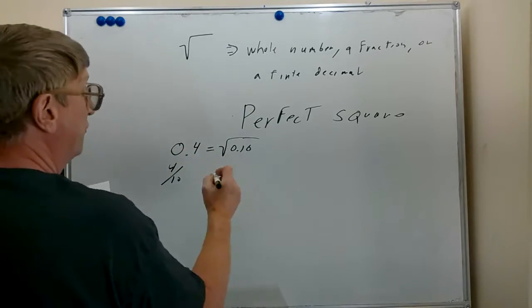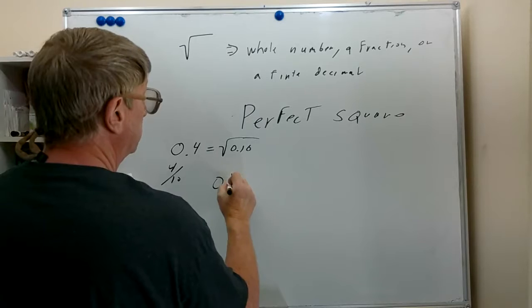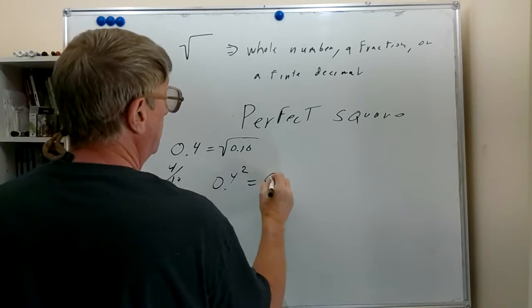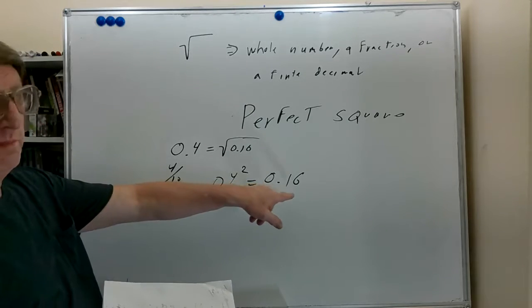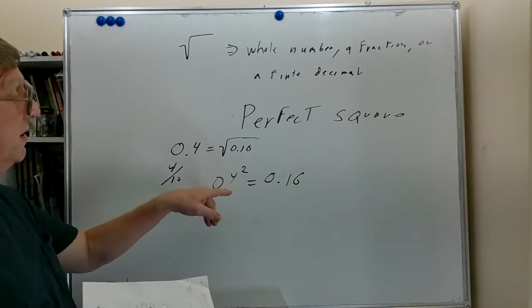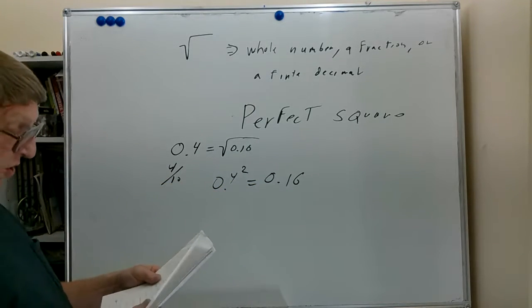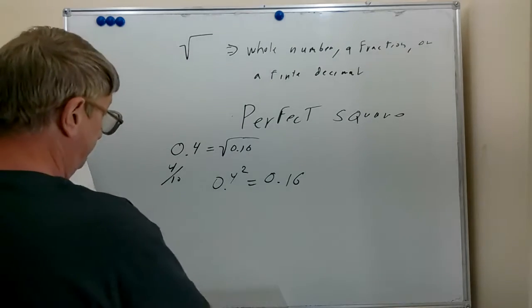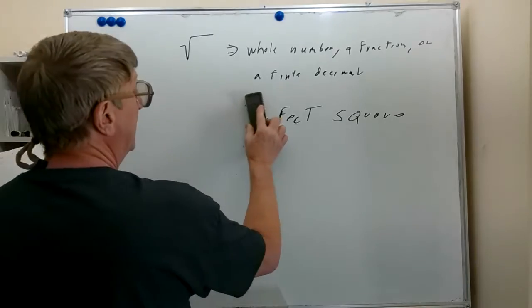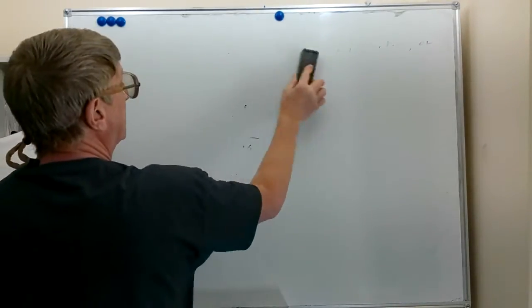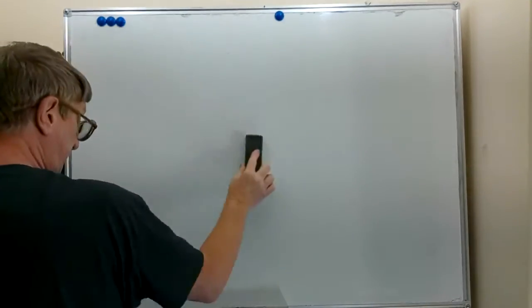Well, 0.4 squared equals 0.16, which basically says that 0.16 is a perfect square, the square of 0.4 actually.